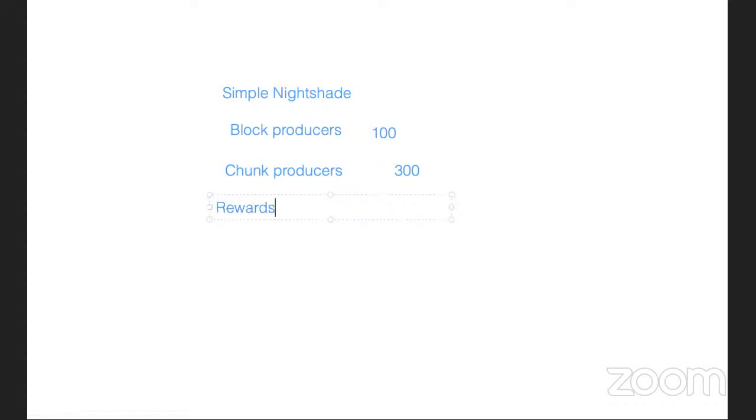rewards, right? So today, rewards are distributed to the block or chunk producers according to their stake and uptime. So basically, today, your validator's reward is their validator stake divided by total stake, times uptime, and times the epoch total reward.